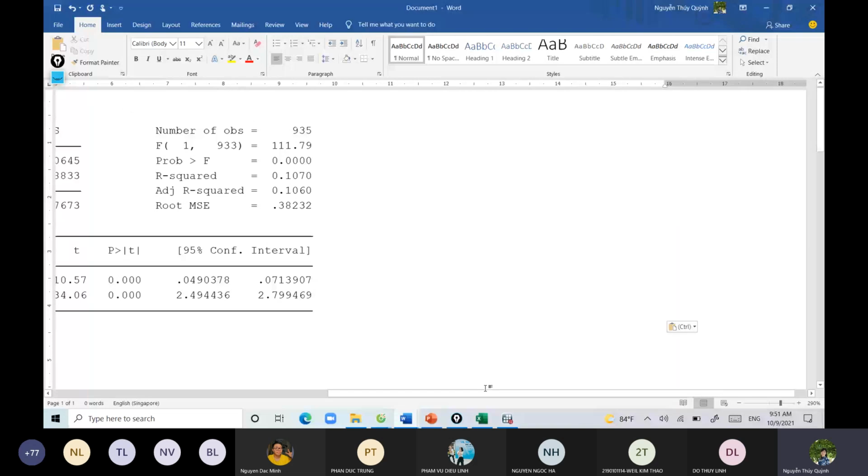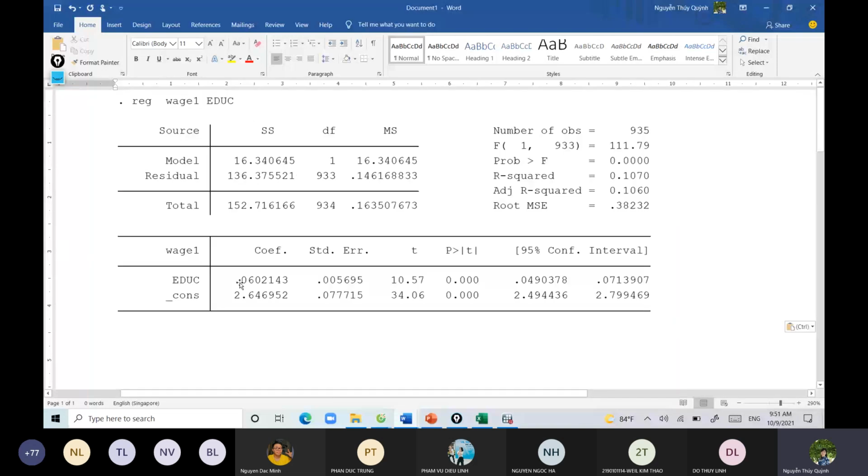Okay, and you can do that on Stata. It is very quick and easy. Okay, we get the new estimated slope and intercept. All right, that is question 5. Now, what about question 6?